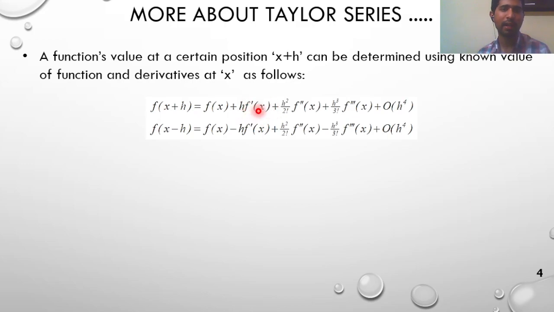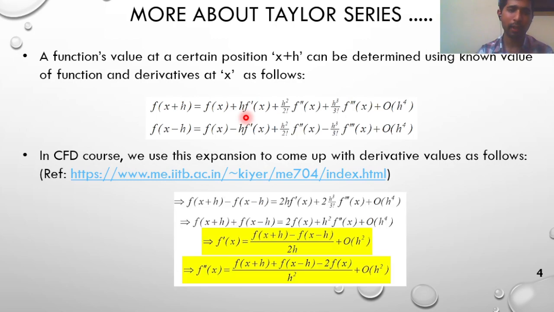This is what we are interested in. We already know f of x plus h. So these are the linear terms, and this is what we want, f dash of x. So for example, in this case we can just do an addition to get f dash of x.